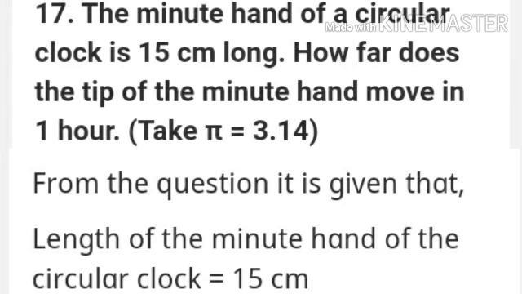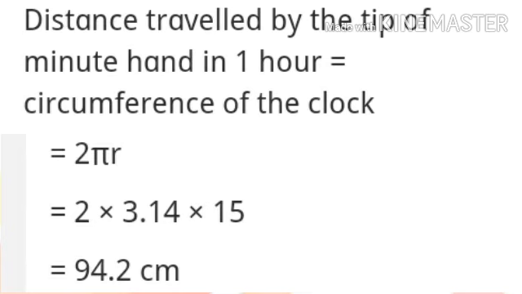Students, from the question, it is given that length of the minute hand of the circular clock is equal to 15 centimeter. Distance traveled by the tip of minute hand in 1 hour is equal to circumference of the clock, 2 pi r. So 2 into 3.14 into 15. If we multiply it, we get 94.2 centimeter. So the tip of minute hand moves 94.2 centimeter in 1 hour.